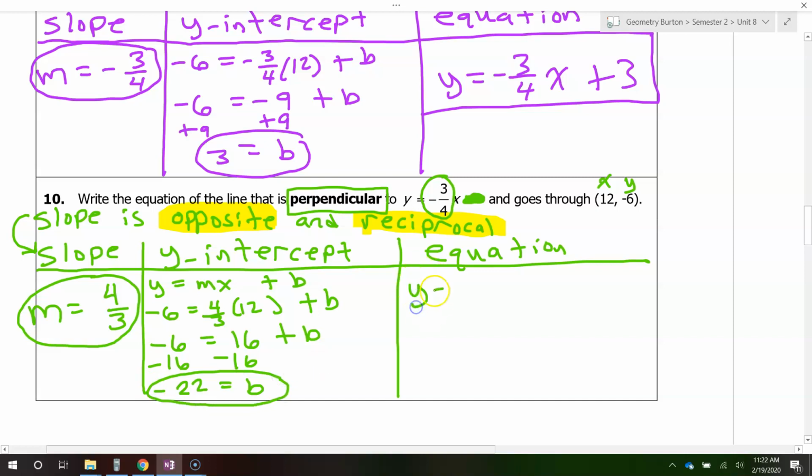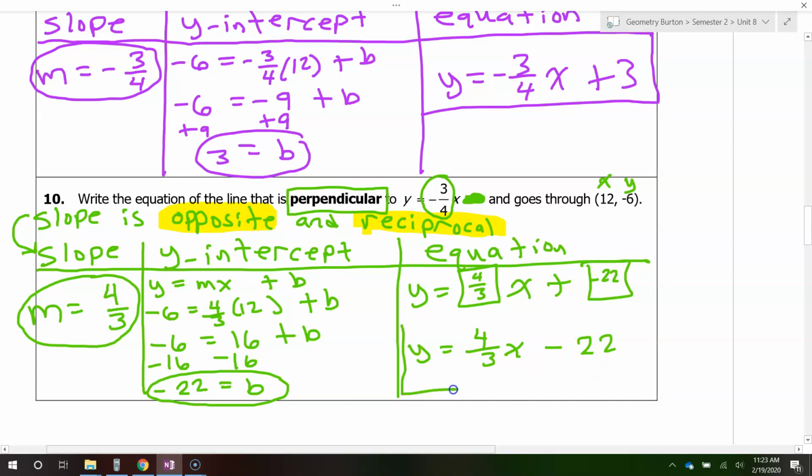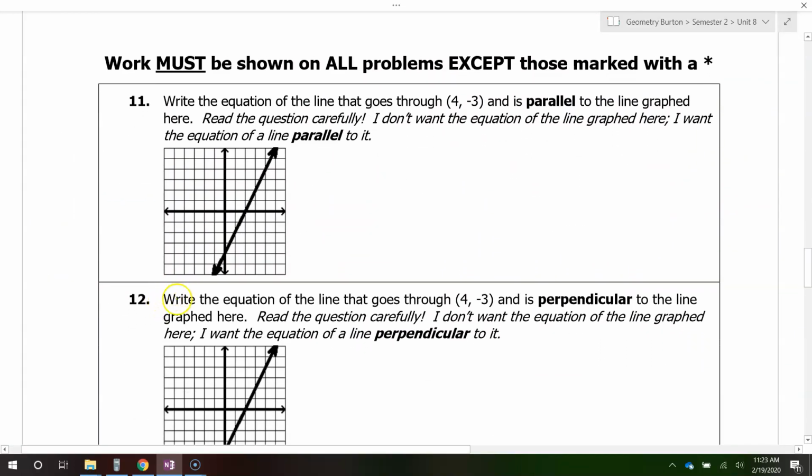So if I substitute both of those values in here and here, that gives me y equals 4 over 3 x minus 22. All right, please don't put plus negative 22. Just put minus 22. So this is the final answer. So again, if they give you a perpendicular line, take the slope, but make sure you change the sign and make it reciprocal. Turn it upside down.